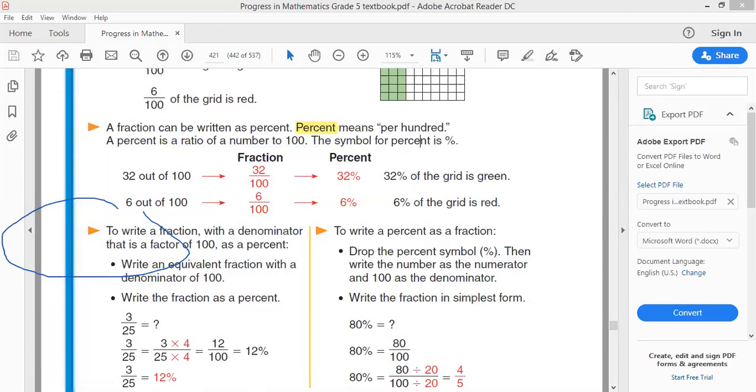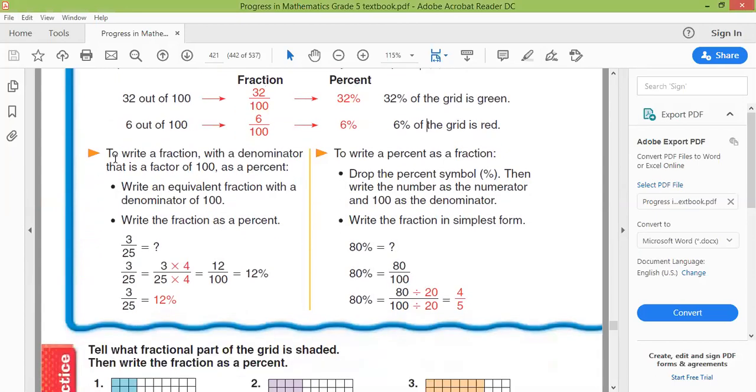Now let me remove this. I will try to explain more. 6 out of 100 means 6 over 100. It means 6%, or you can say that 6% of the grid is red. Now look at there. To write a fraction with a denominator that is a factor of 100 as a percent.